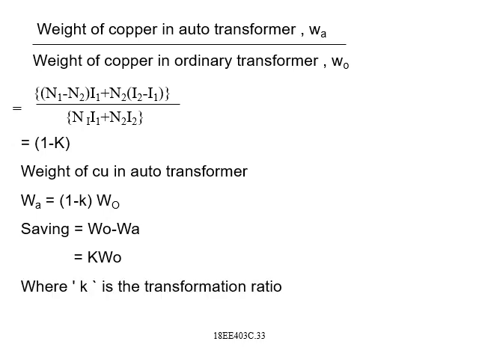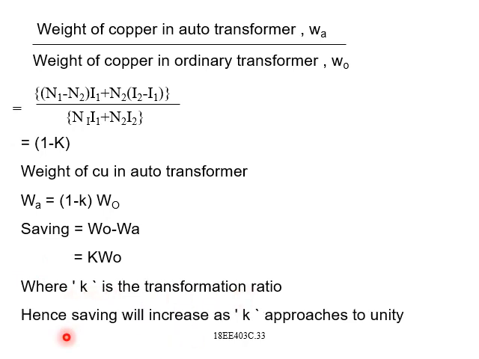Where K is the transformation ratio, as we all know. Hence the saving will increase as K approaches unity, that means 1.